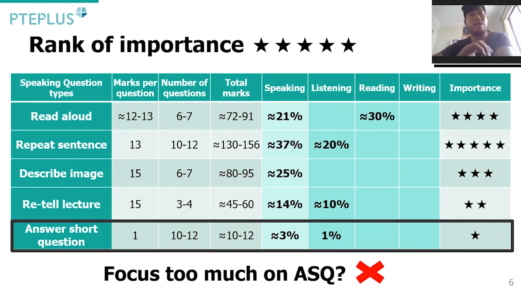And finally, in terms of rank of importance, don't overly focus on answer short question. Do a bit of preparation, definitely, but don't go overboard. And there's not that much you can do to study for it either, since you either get 1 mark for it being correct or 0 for getting it incorrect. You can see here that overall it's just worth 3% of your speaking score and only 1% of your listening, making it the least important out of all the speaking type questions.